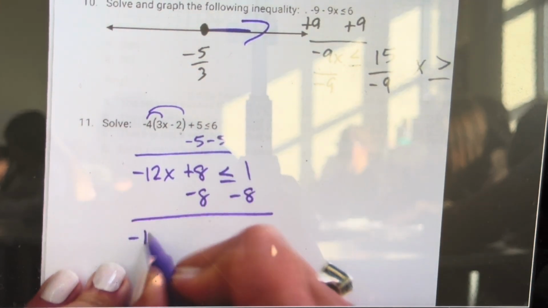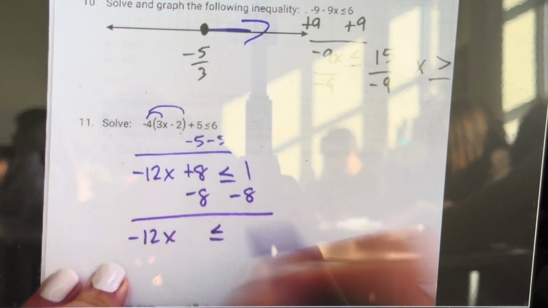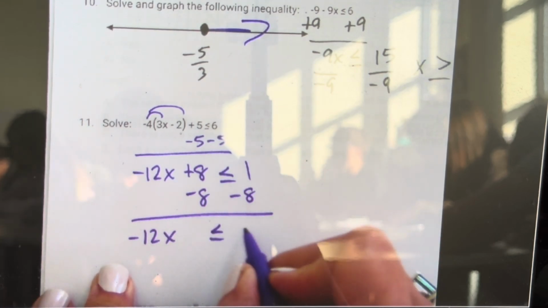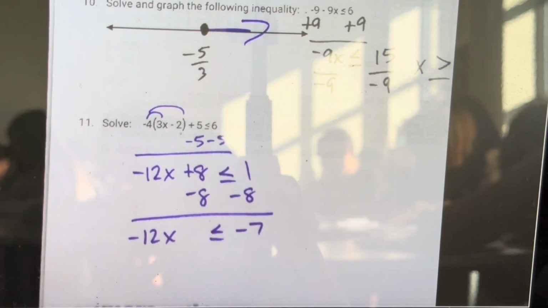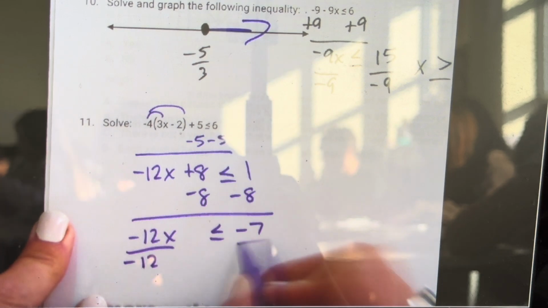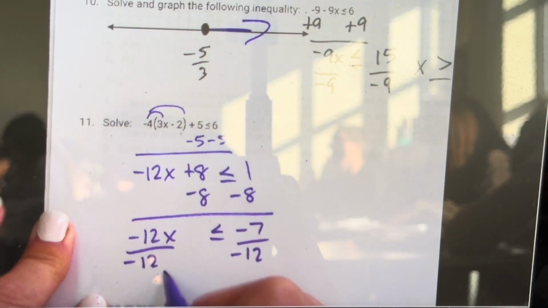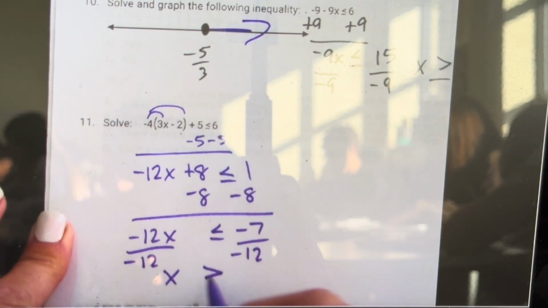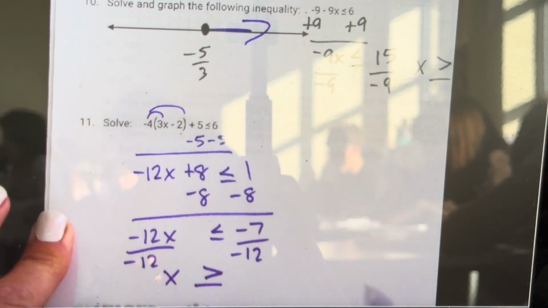So, negative 12x is less than or equal to what? Negative 9. Nope. Negative 7. The signs are opposite. You subtract and take the sign of the larger number. And then we're dividing by negative 12. And because we divided by a negative, we need to do what to this? Flip the sign.